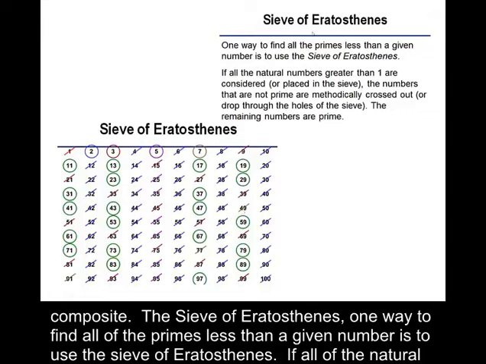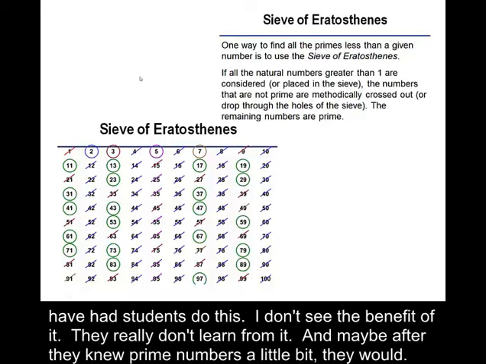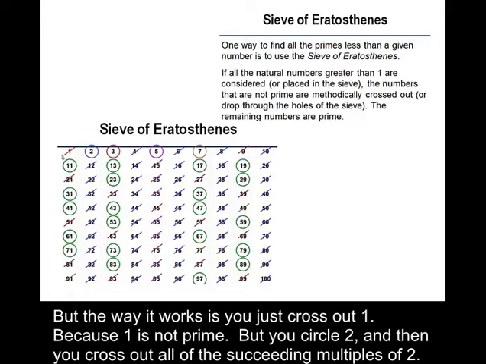The sieve of Eratosthenes. One way to find all the primes less than a given number is to use a sieve of Eratosthenes. If all the natural numbers greater than 1 are considered and the numbers that are not prime are methodically crossed out, the remaining numbers are prime. I've had students do this. I don't see the benefit of it. They really don't learn from it, and maybe after they knew prime numbers a little bit they would, but the way it works is you just cross out 1 because 1 is not prime.